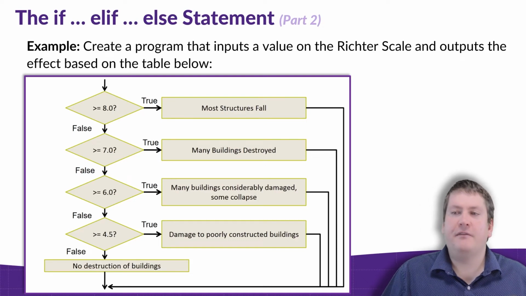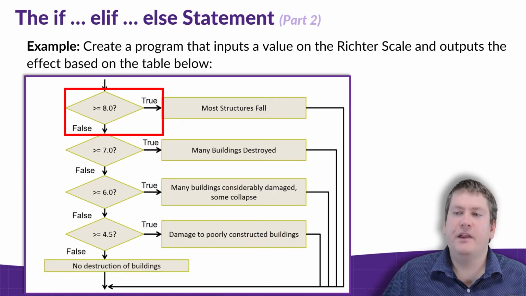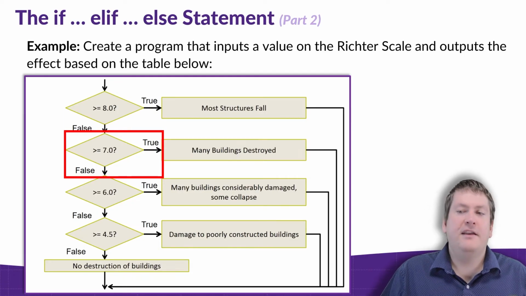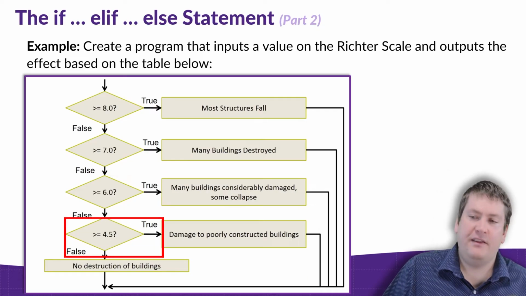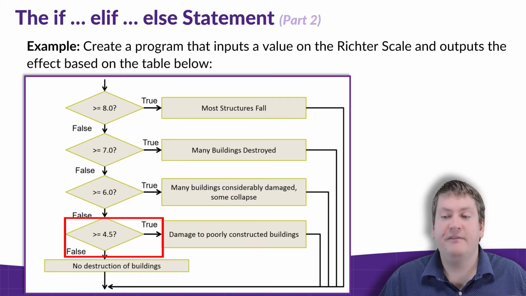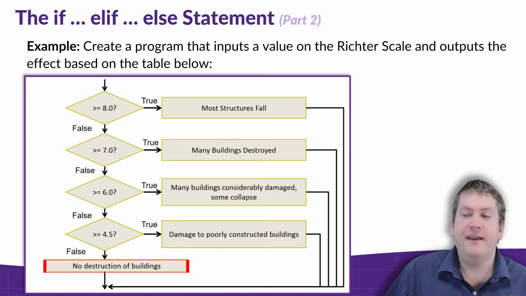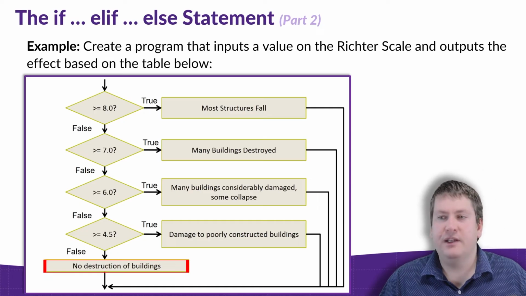At first, we're going to check if it's greater than 8. If it is, most structures fail. If that's false, then we're going to do the next check. Is it greater than 7? Then we do the next check if that's false. Is it greater than 6? And if that's false, then we do the next check. Is it greater than 4.5? And if all of that's false, then we are simply going to output the case for if it's less than 4.5, which is no destruction of buildings.